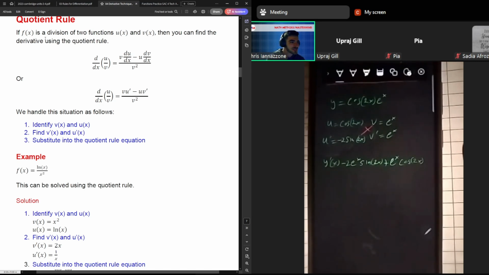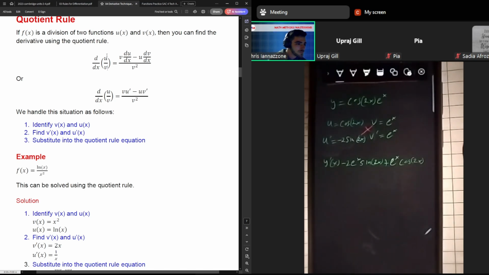Anyway, so quotient rule. That's whenever you have a division of two functions. This one should be the easiest to identify because a fraction really makes itself known. It's like, yeah, I see a fraction there. I'm not gonna miss that anytime soon.